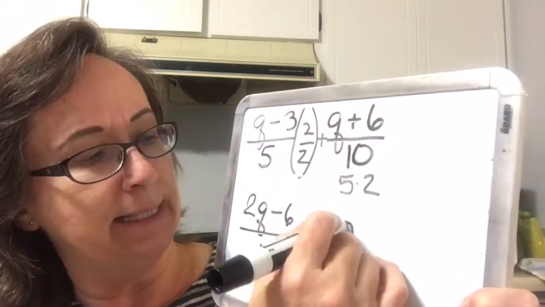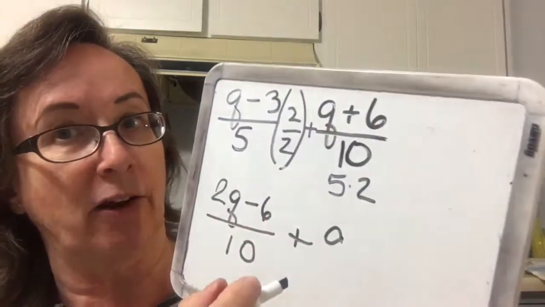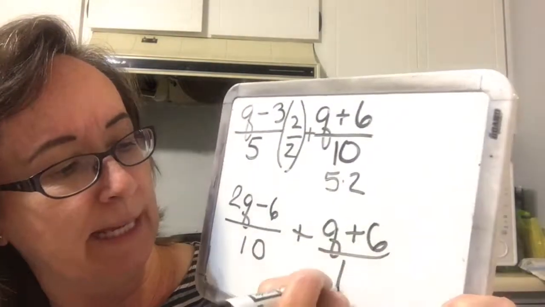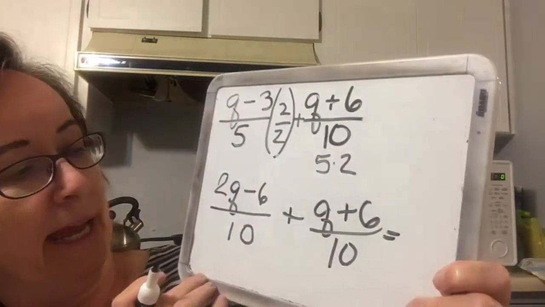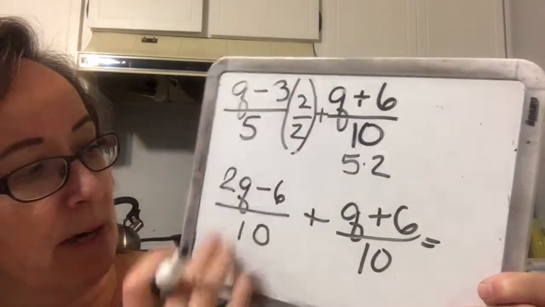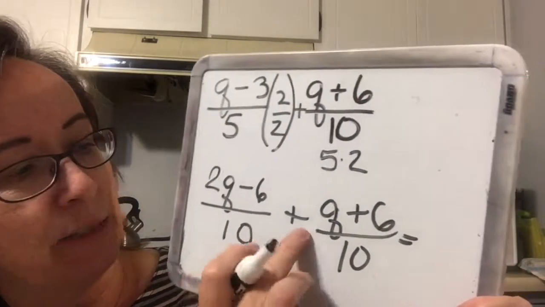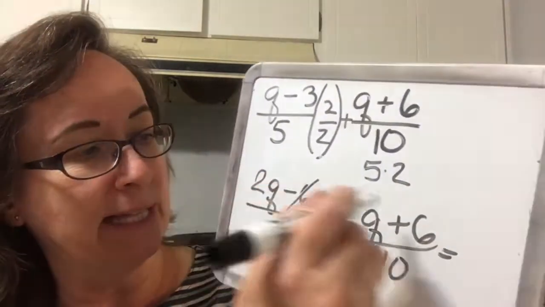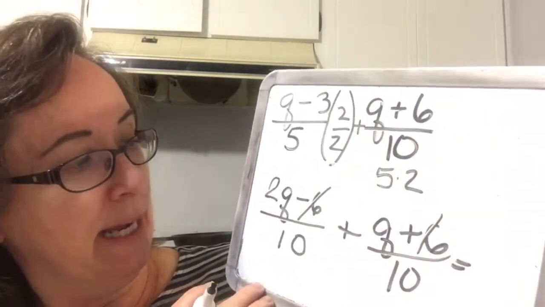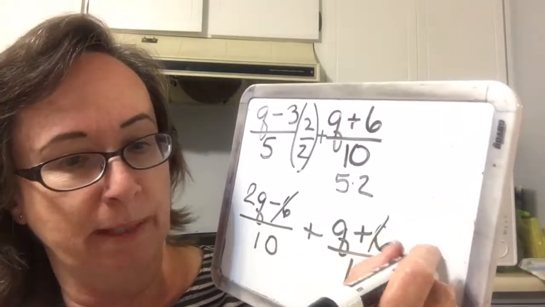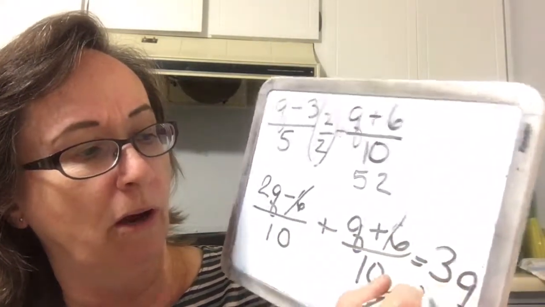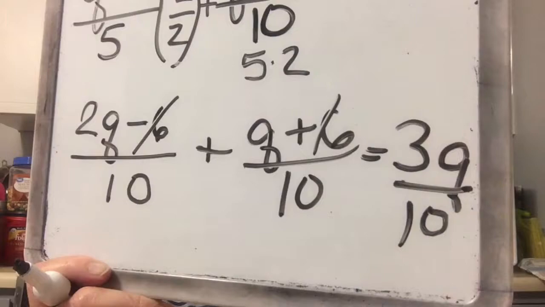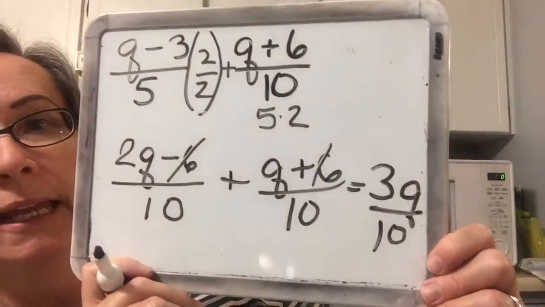Plus (q plus 6). Now this one over here does not need to be changed because it already has a 10 as a denominator. So (q plus 6) over 10. I can just write that one down. And now, since they have the same denominator, I'm free to just go ahead and add. Since we have a plus in between, there's no distribution necessary. Look at this one, negative 6 and a positive 6. They go out, and I get 2q plus q, or simply 3q over 10. And that should be the answer to that one. And 3q over 10 is correct.